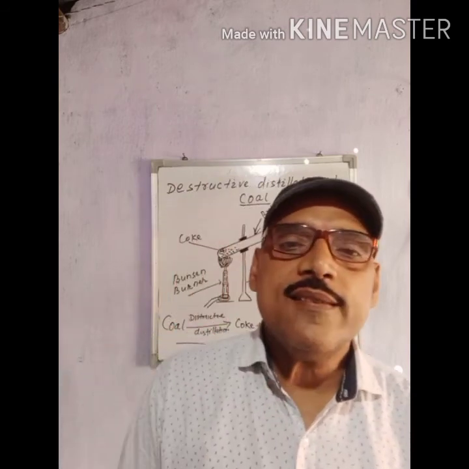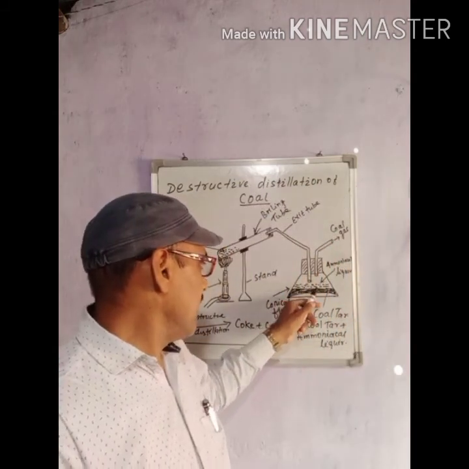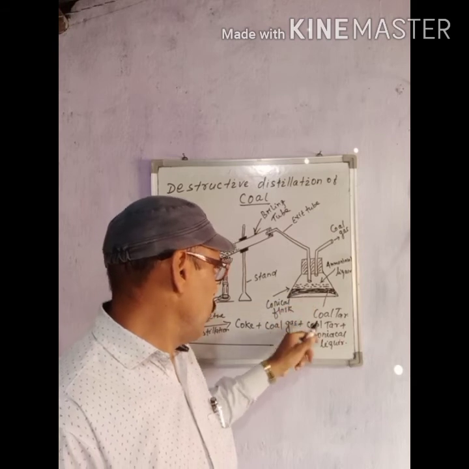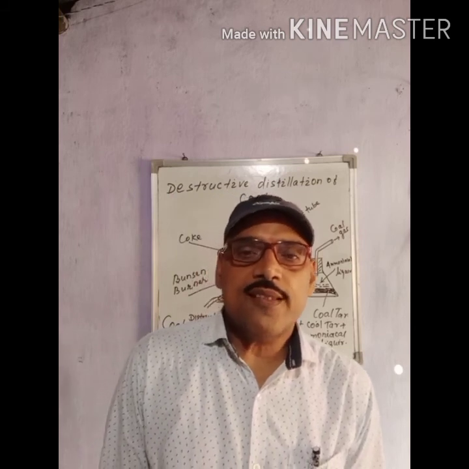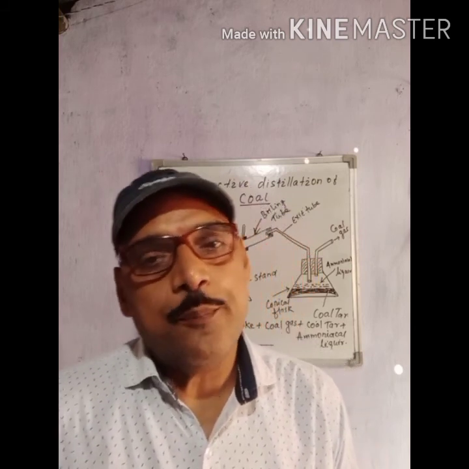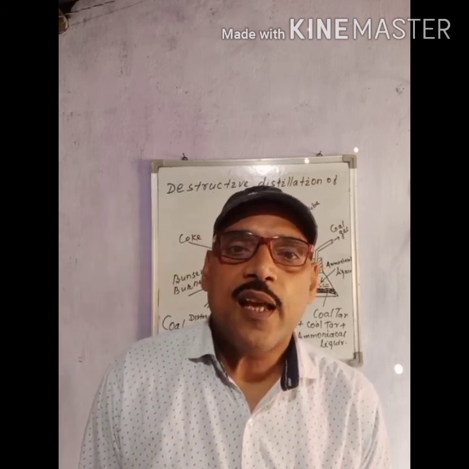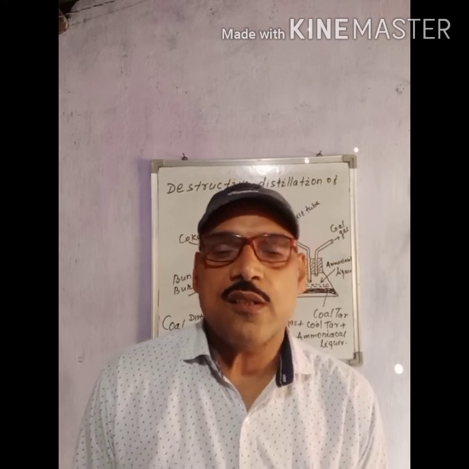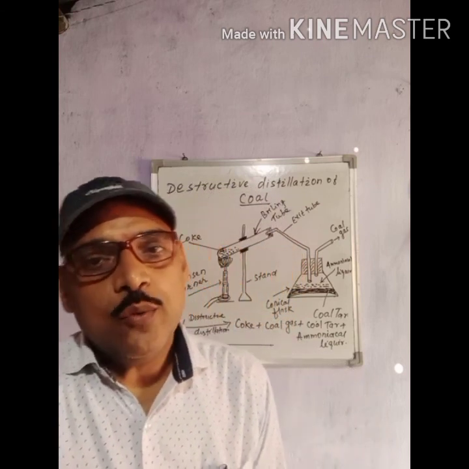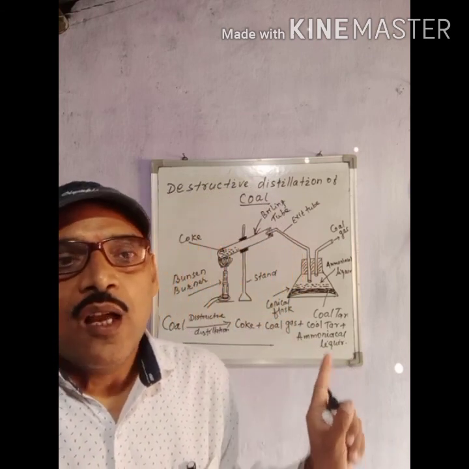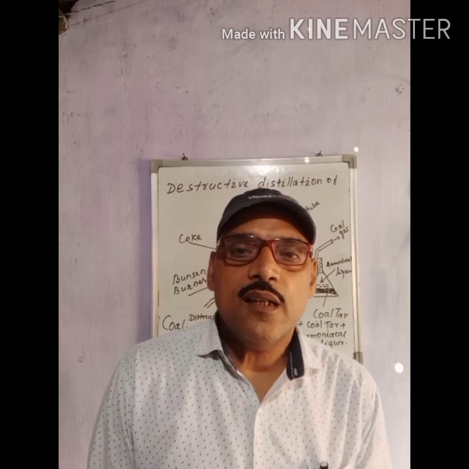The fourth ingredient is ammoniacal liquor. Ammoniacal liquor settles upon the coal tar in the conical flask. After sedimentation, it is separated and used in production of fertilizers in fertilizer industries. So my dear students, you will try to draw out the diagram and note down every word that I have explained today.